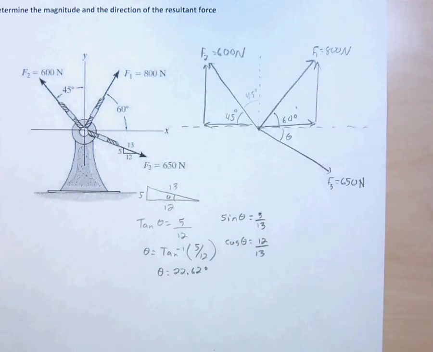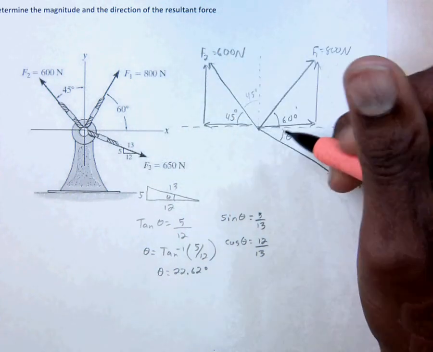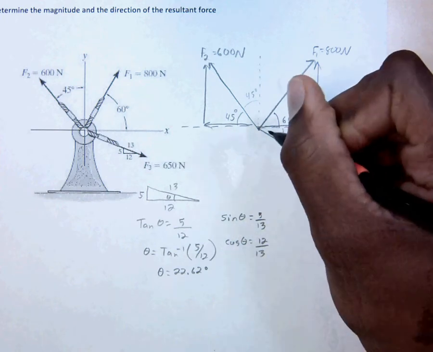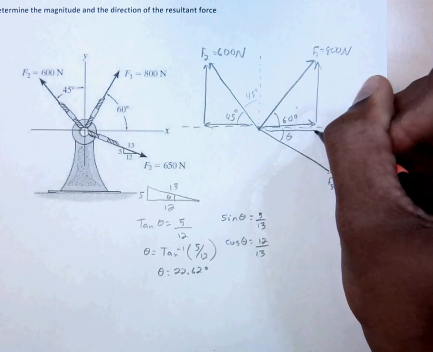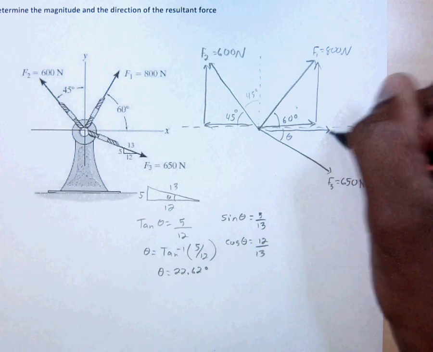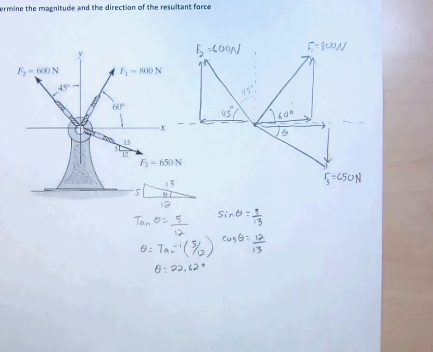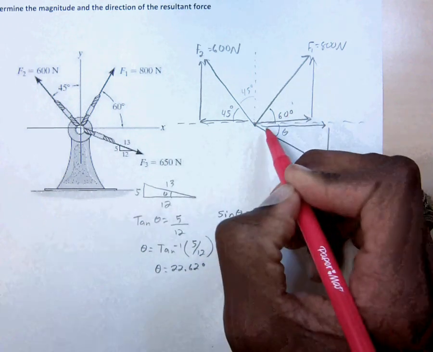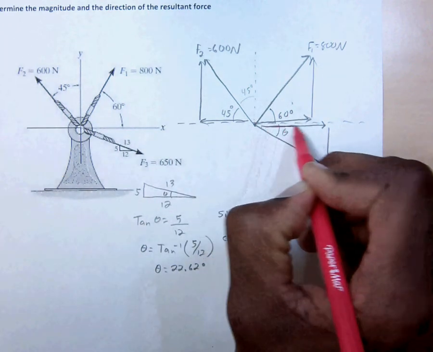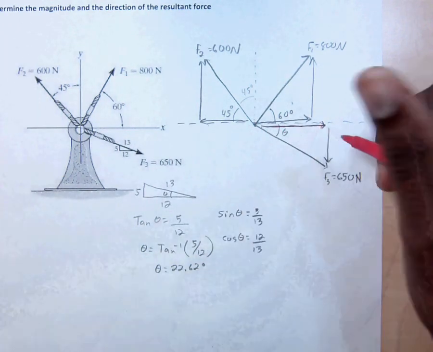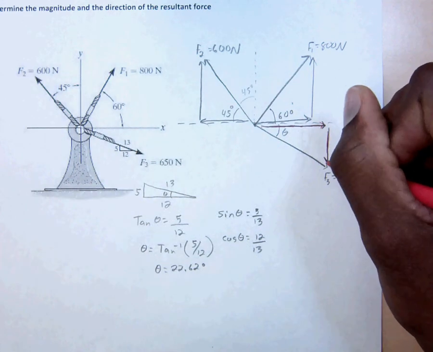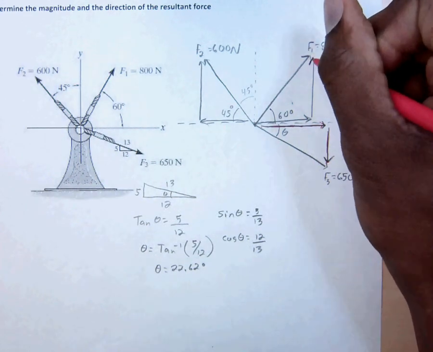And I might just go ahead and do this in red so you can see it better. But for force number 3, there's going to be an x component here and a y component here. Okay, and I think I will go ahead and do that in red so that you can differentiate between the two. So here's your components here. Hopefully that will help a little bit.